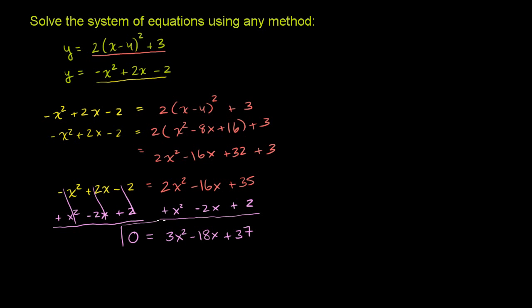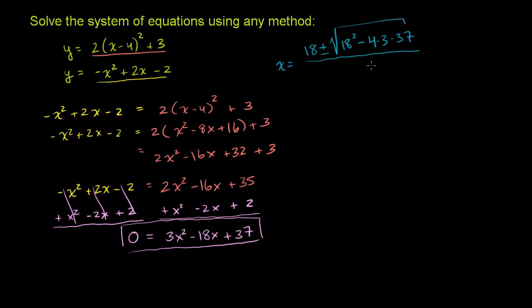So we just have a plain vanilla quadratic equation right here. And we might as well apply the quadratic formula to try to solve it. So our solutions are going to be x is equal to negative b. Well, b is negative 18, so negative b is positive 18. So it's 18 plus or minus the square root of 18 squared minus 4 times a, 3, times c, 37, all of that over 2 times a, 2 times 3, which is 6.